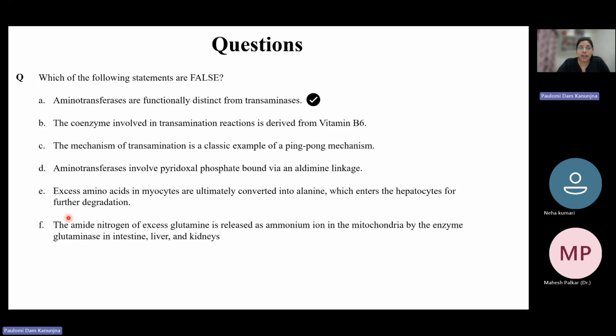The next one says excess amino acids in myocyte muscle cells are ultimately converted to alanine. Yes, and alanine is brought to the hepatocyte for further degradation. Absolutely correct. The last one says the amide nitrogen of excess glutamine is released as ammonium ion in the mitochondria by the enzyme glutaminase in intestine, liver, and kidney. So we have mainly discussed liver, but kidney and intestines are also sites where you have ammonium removal from amino acids, right? So all of these are correct except for the first one.